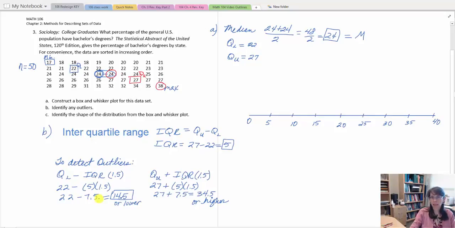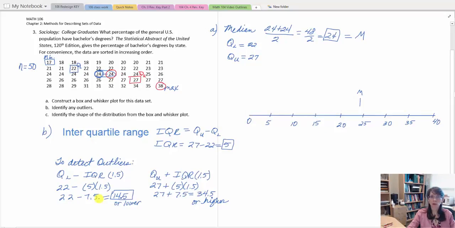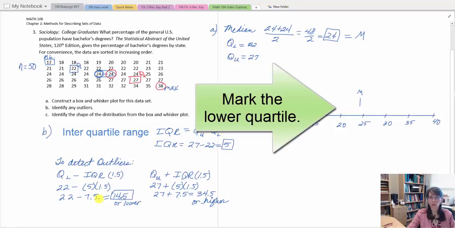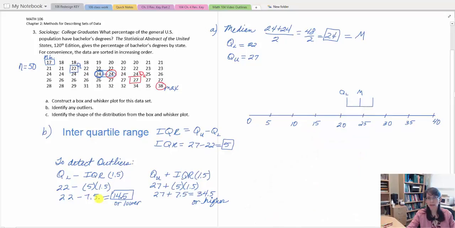So what I'm going to place above this number line, first of all, is the median. My median value is 24. So I'm going to draw a small vertical line about at 24. And I'll label that capital M. And then I'll draw another small vertical line for the lower quartile at 22, and I'll label that as Q sub L. And finally the upper quartile at 27, and connect these lines with some horizontal lines, and you'll see the box of your box plot.